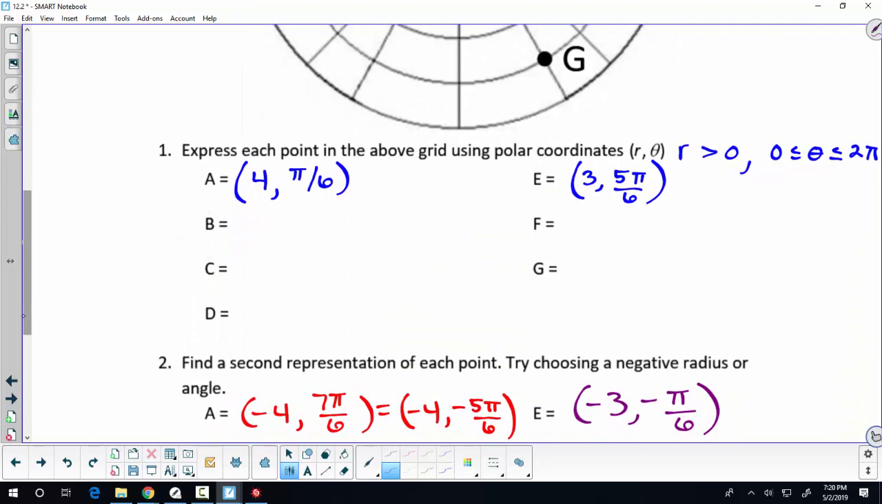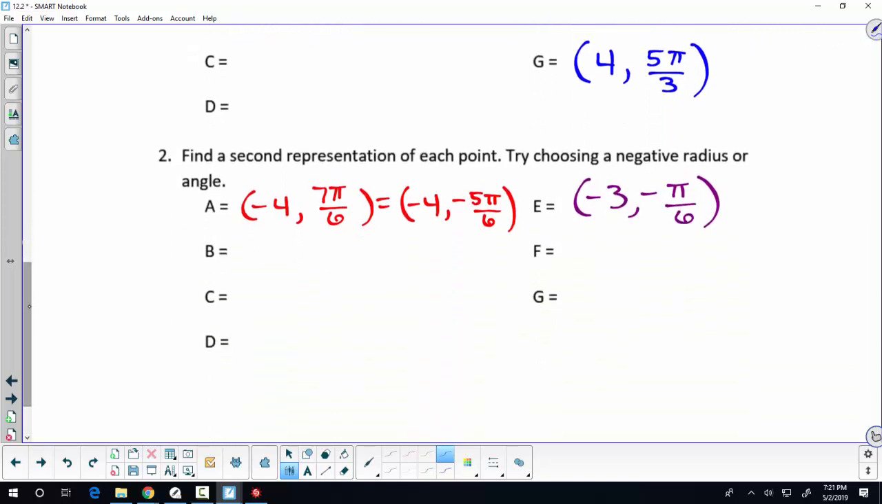Okay, how about point G. What is it? Okay, 4, 5 pi over 3, what do y'all think? For point G. All right, and an alternative representation for G. Negative 4, comma, negative pi over 3. Would negative pi over 3 work?